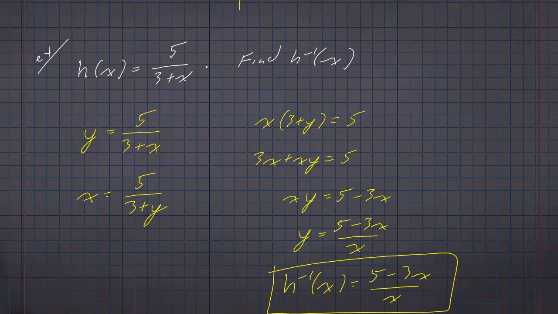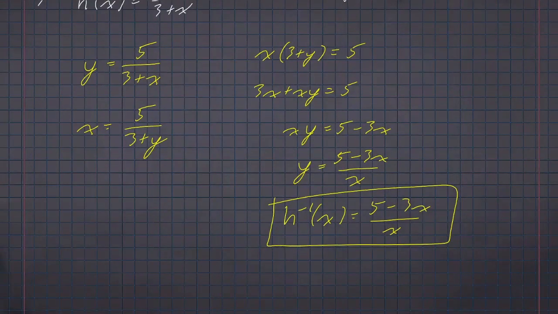So employing the same strategy, set y equal to h of x, and then swap my x and y. So I get x equals 5 over 3 plus y. Rearrange, multiply both sides by the denominator to clear out the fraction, distribute, get all of my y terms on one side. In this case, there's only one, so just divide by the thing being multiplied by that to get y by itself. y is 5 minus 3x over x, and that is exactly the expression for h inverse.